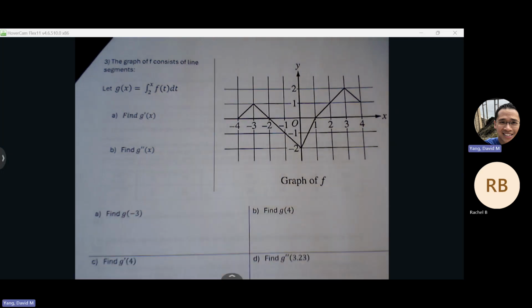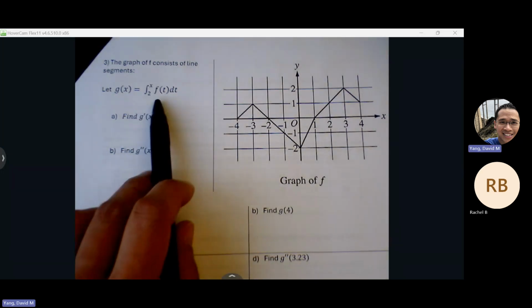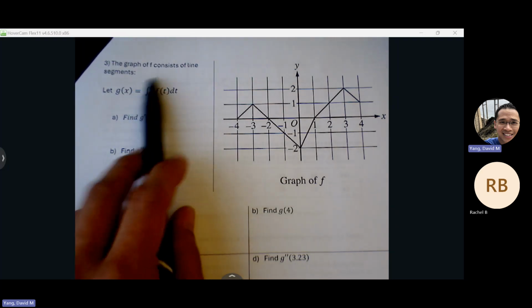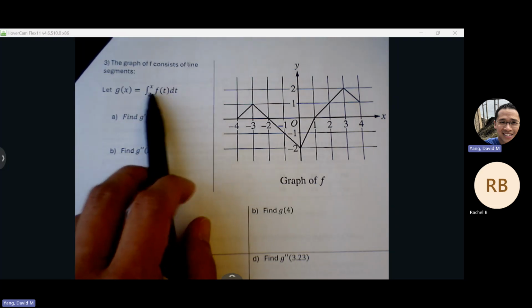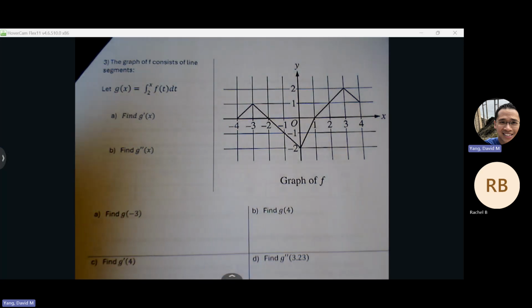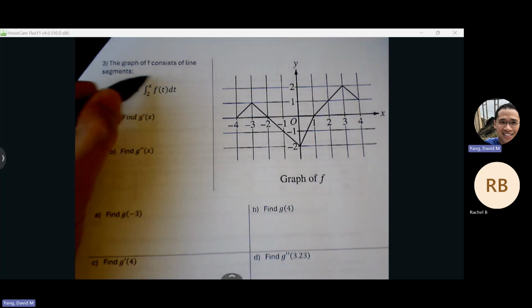All right, the graph of f consists of line segments. So we know g of x is defined as the integral of f of t. And we know that means to find g, we have to involve area under the f graph. Let's find g prime. G prime will be the derivative of this integral.